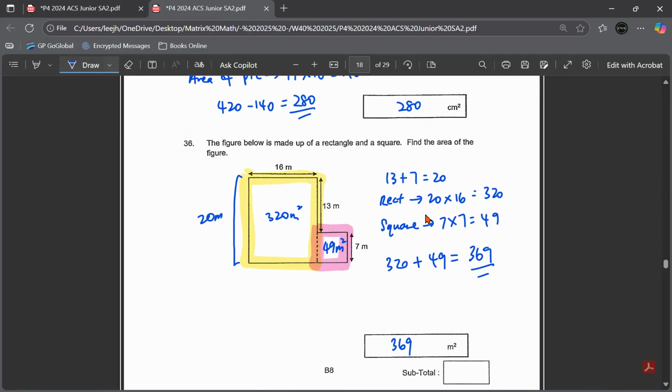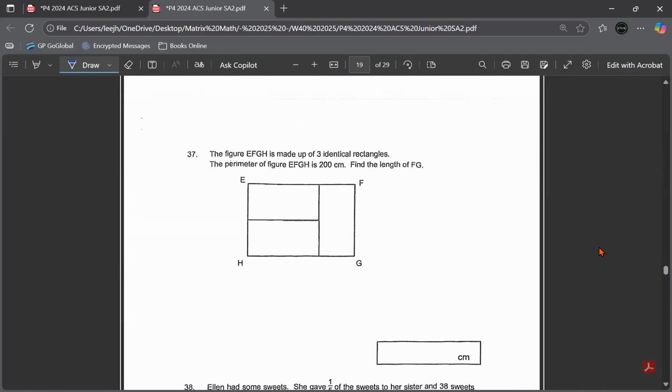Wait, still got some more, right? It's been quite a lot. Okay, question number 37.